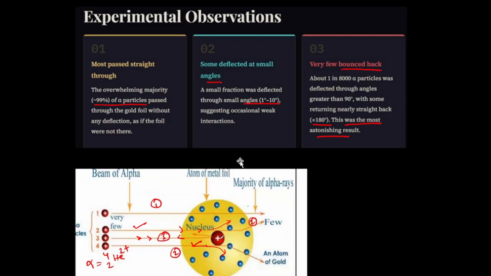অ্যাটম পুরোটাই প্রায় খালি, কেন? Because almost 99% alpha particles without deflection gold foil penetrate করে বেরিয়ে যাচ্ছে. Now gold foil is made of a large number of gold atoms. So since 99% alpha particles penetrate without deflection, that means the atom is mostly empty space. So that justifies the first observation. Now still we have two observations to justify.